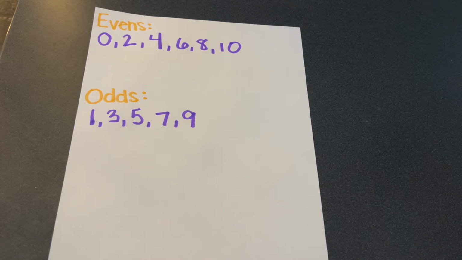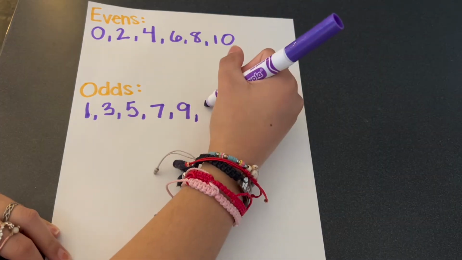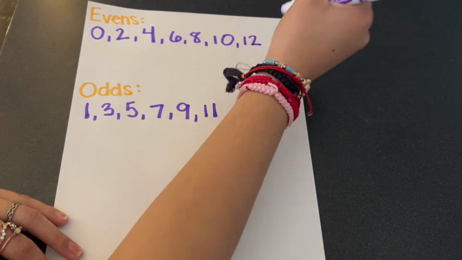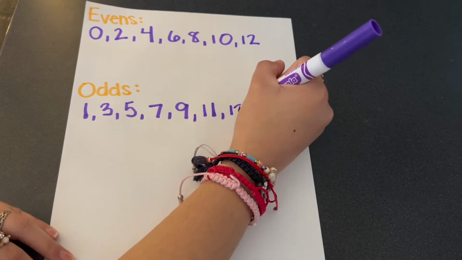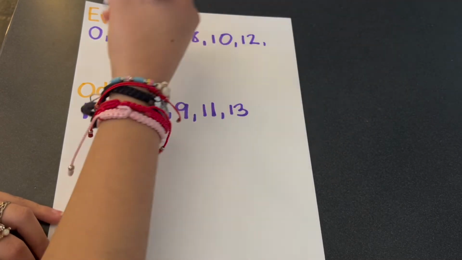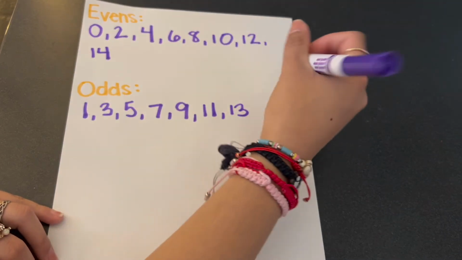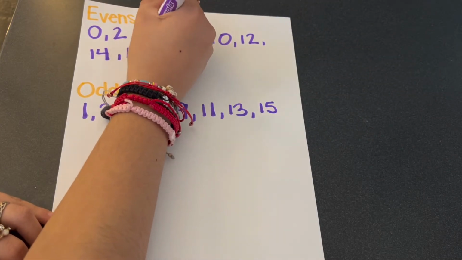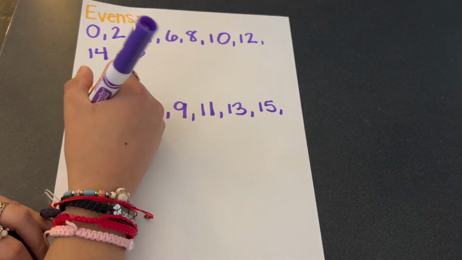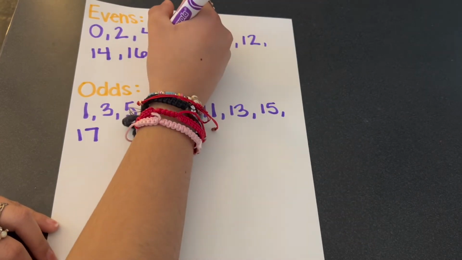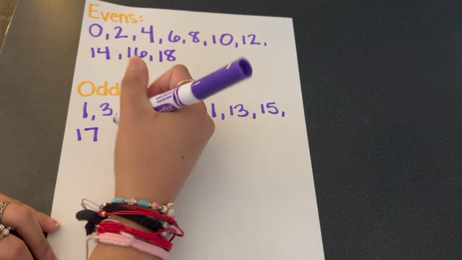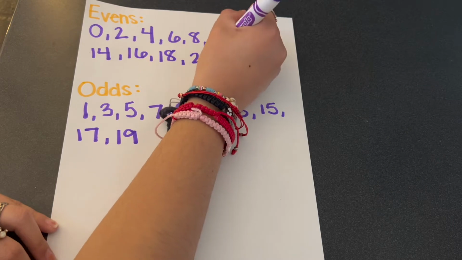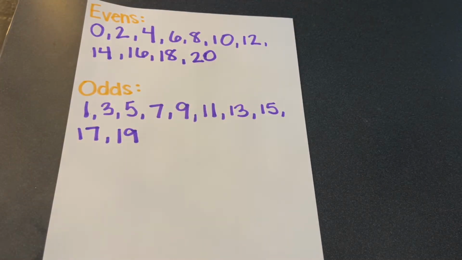Next, let's continue from numbers 11 to 20. 11, which is our next number, is an odd number. 12 is an even number. 13 is an odd number. 14 is an even number. 15 is an odd number. 16 is an even number. 17 is an odd number. 18 is an even number. 19 is an odd number. And 20 is an even number. Looks like we are done.